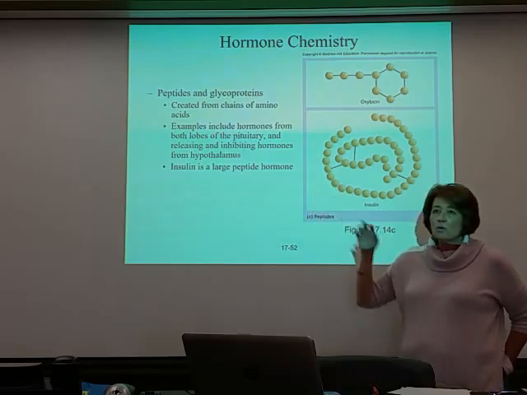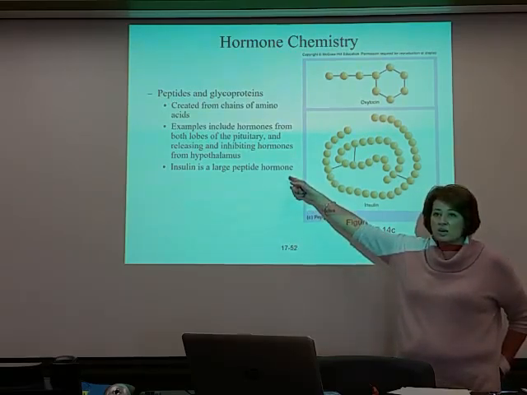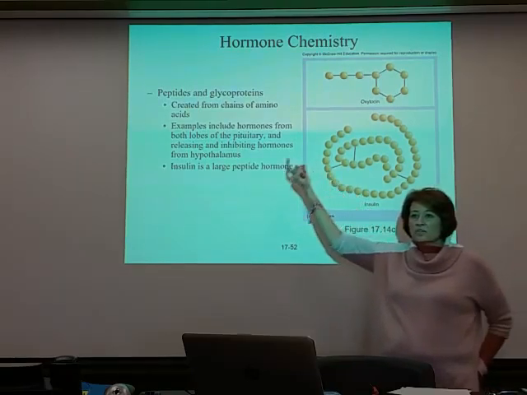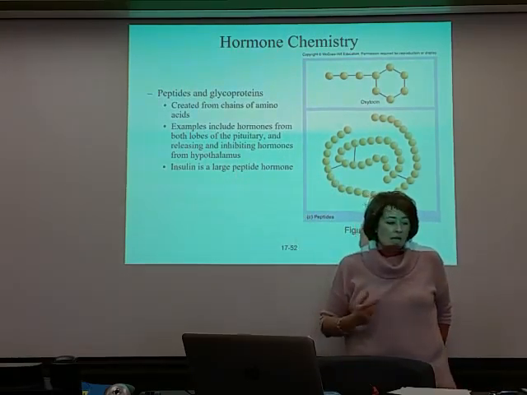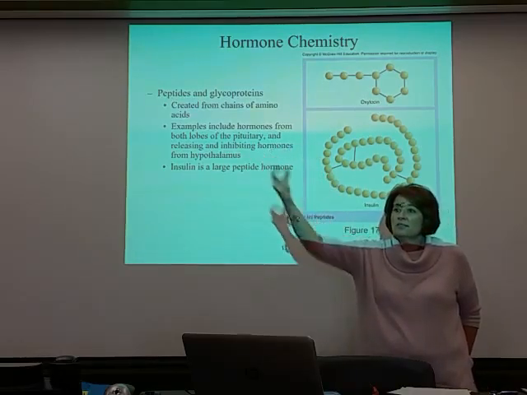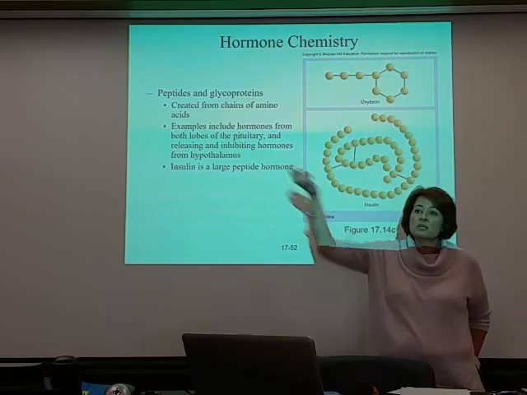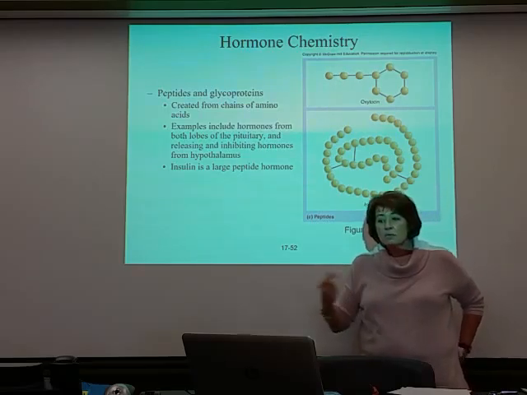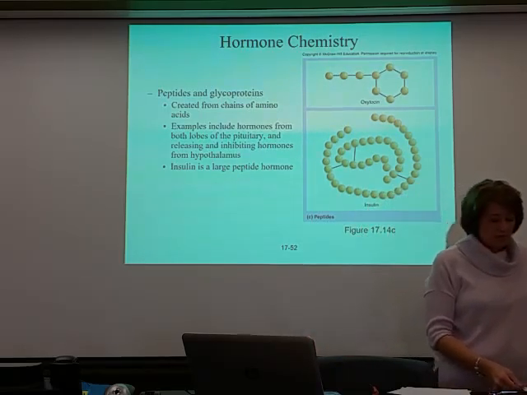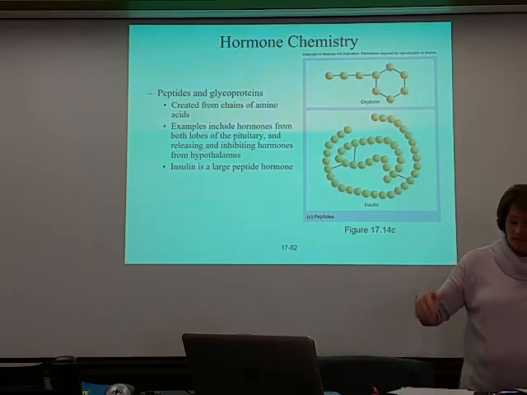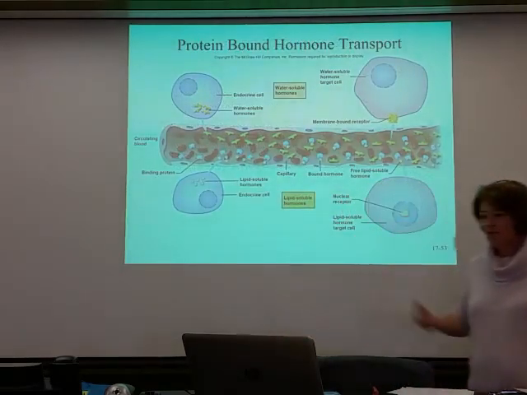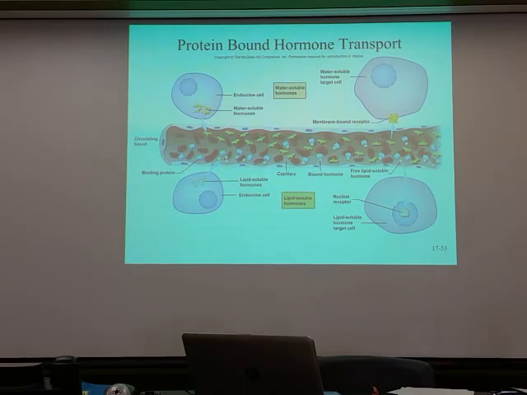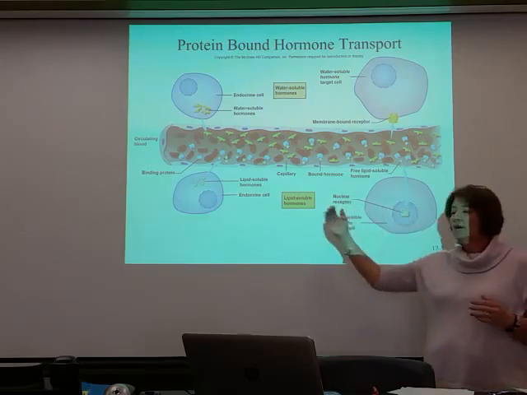Okay? Now insulin was the full protein, but it's a large protein. Glucagon was a smaller peptide. And what did that do? That went to the liver to promote the breakdown of glycogen to form a glucose molecule. So these are going to be water soluble. I guess you could say, their transport in the blood, this is how they're going to get transported. So they're either going to be bound or unbound.